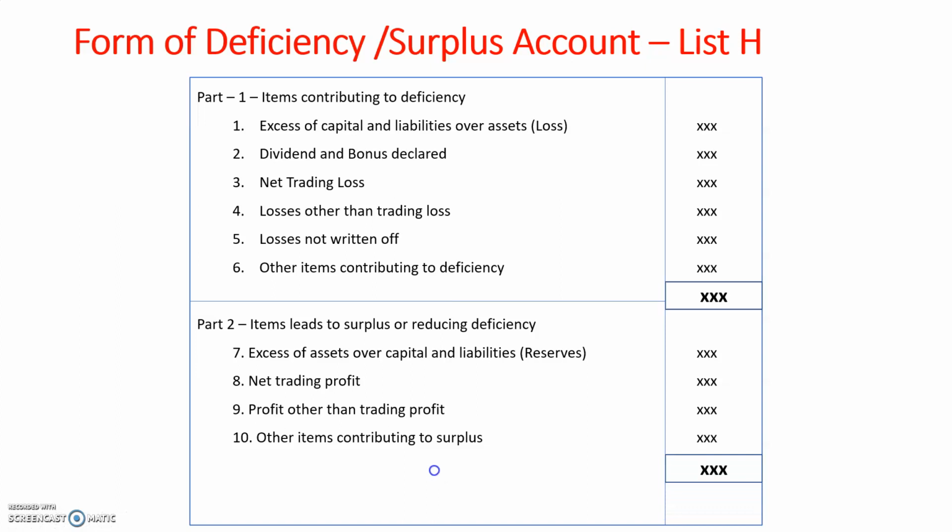So take the total and find the difference of the first and second. If the first part is more than the second, there will be a deficiency. If the second is more than the first, we call it a surplus.